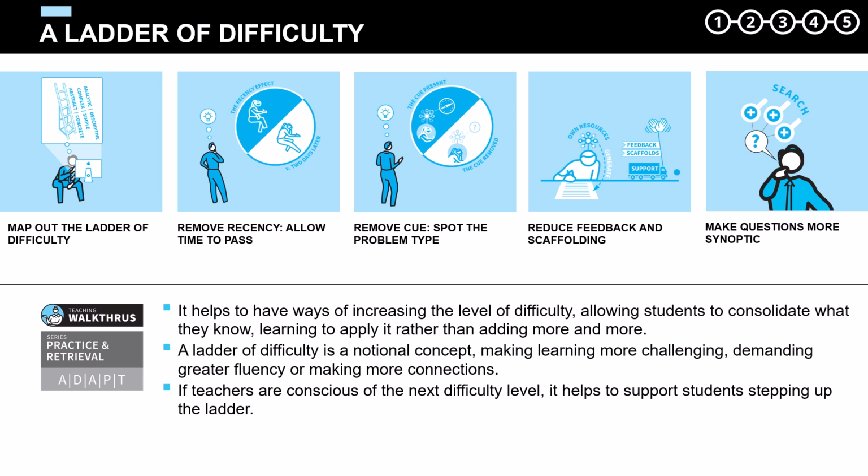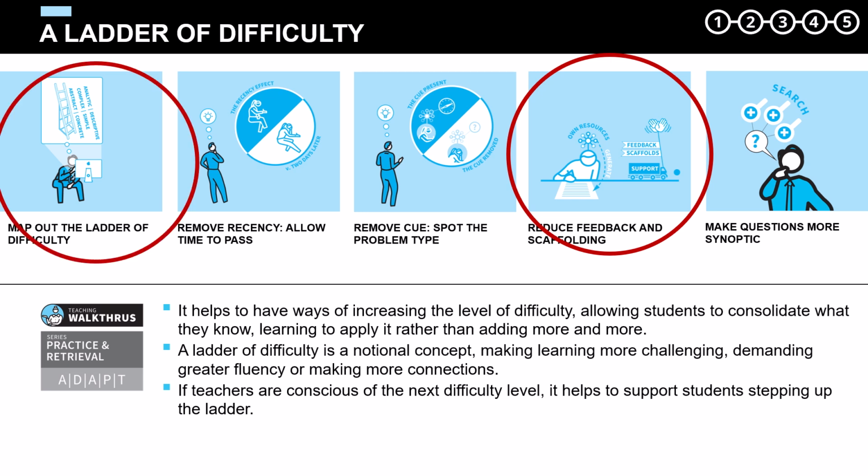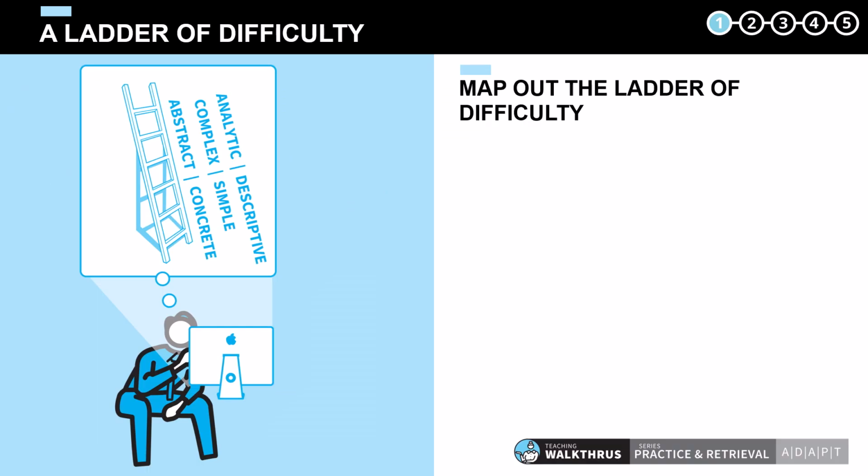Pause the video to take a moment to look at the different facets of the ladder of difficulty. This concept considers how to increase the challenge that students face with the work that we're setting them in a variety of different ways. We can see that one of the key ways of doing this is by reducing feedback and scaffolding. But importantly, we must first map out the ladder of difficulty to ensure that we are doing this successfully. Take a moment to read the information on the slide.